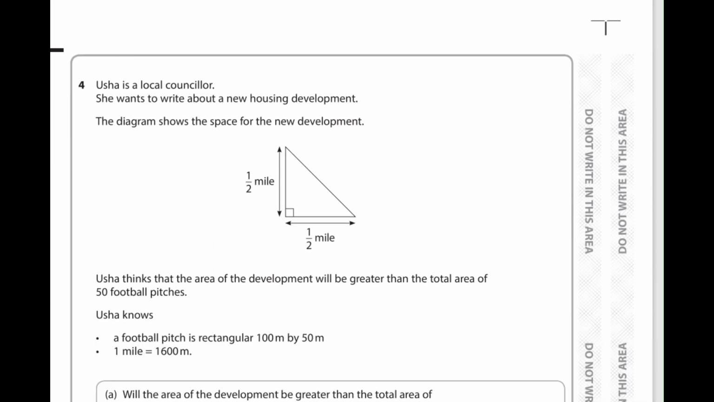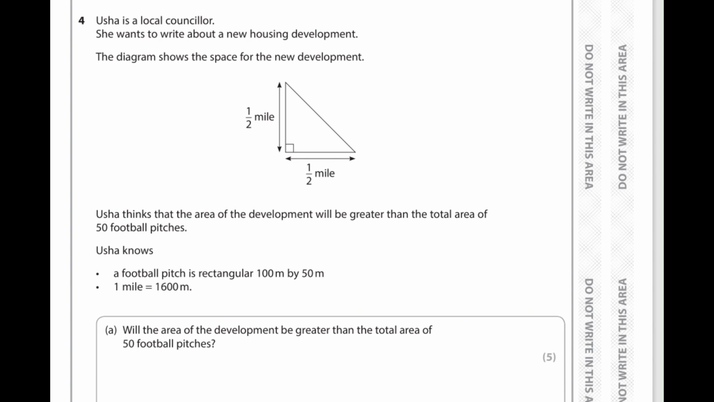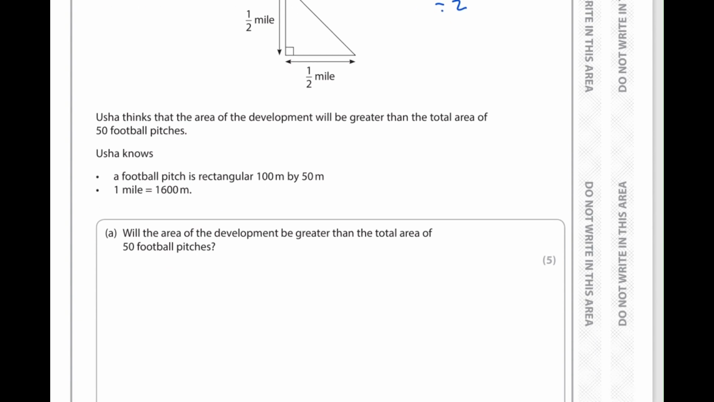Alright, next one. Usha is a local councillor. She wants to write about a new housing development. The diagram shows the space for the new development. This is a triangle. Let's remind ourselves, the area of a triangle is base times height divided by 2.